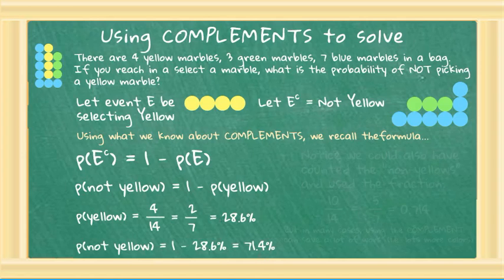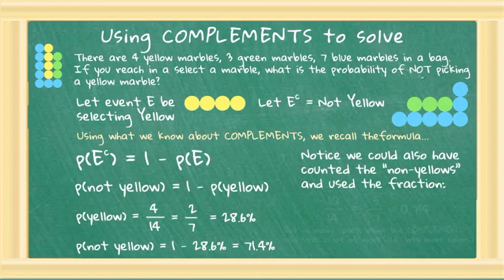Now I will say in this example we could have gone the other way, probably just as easy. We could have counted the non-yellows as being the 7 and 3, sorry, 10 of those, and taken the 10 out of 14 and come at it that way as well, and that would have given us our result.